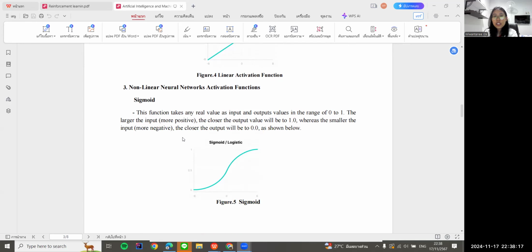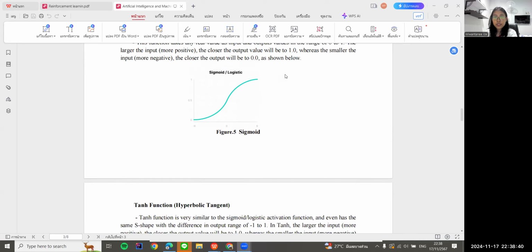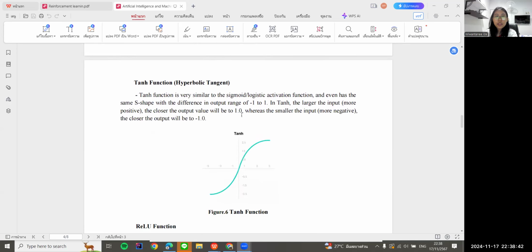First is the sigmoid. The function takes any real value as input and outputs a value in the range 0 to 1. The larger the input, the closer the output value will be to 1.0, whereas the smaller the input, the closer the output will be to 0.0, as shown below. This is the sigmoid.